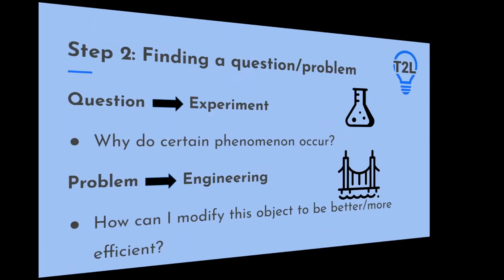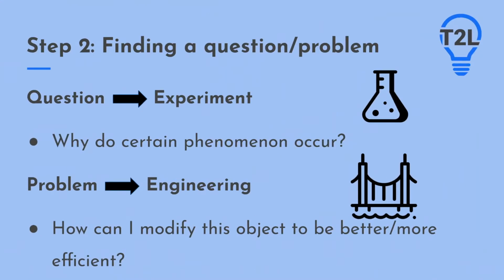Moving on to step two. You find the question, you find the problem, right? If you find a question, like why does something happen the way it does, why is something the way it is, then you're probably going to want to create an experiment around that certain phenomenon.